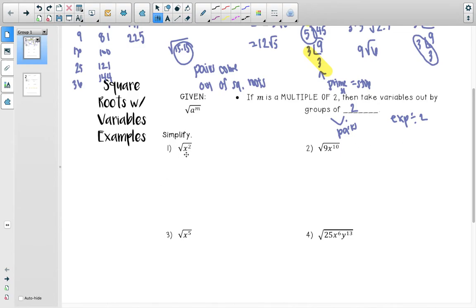We've actually already done this, and I've told you that a square root cancels out a square. But just to prove it, 2 divided by 2 equals 1, and that's why it becomes x to the first power, which would just be x. Okay. Number 2, we have a number in front, so I always say do the numbers first and then do the variables. Square root of 9 is 3. And we're going to take 10 and divide by 2, and that gets us 5 with no remainder. If there's a remainder, then something has to stay on the inside, but that's not the case. So it's x to the 5th power, because there were 5 pairs made out of 10.